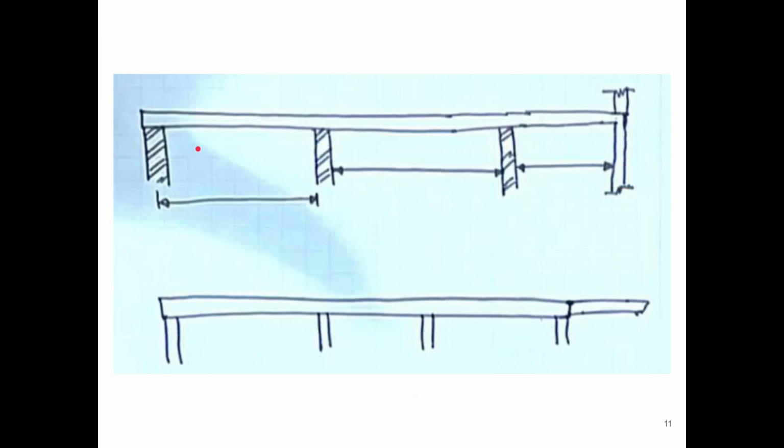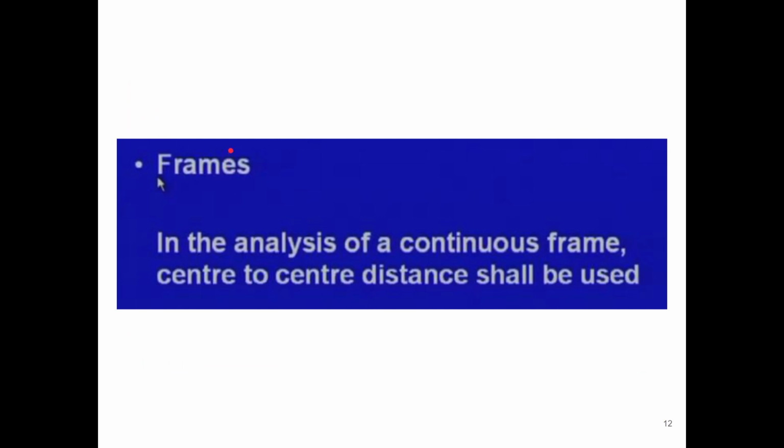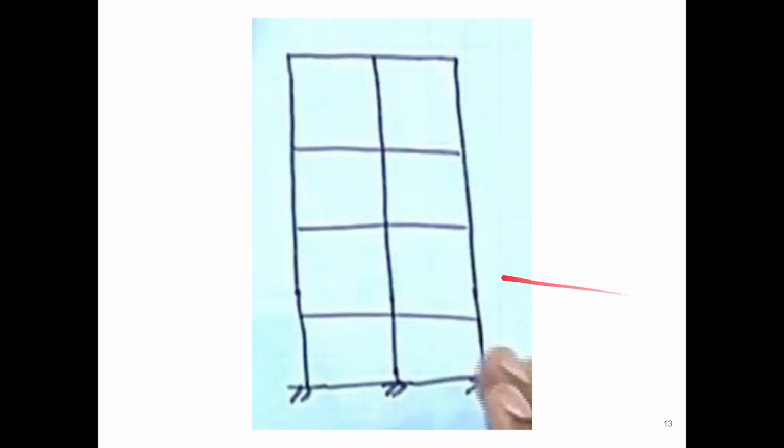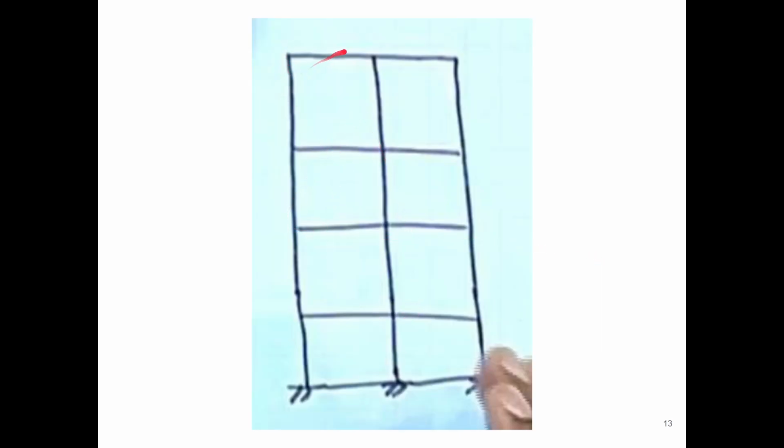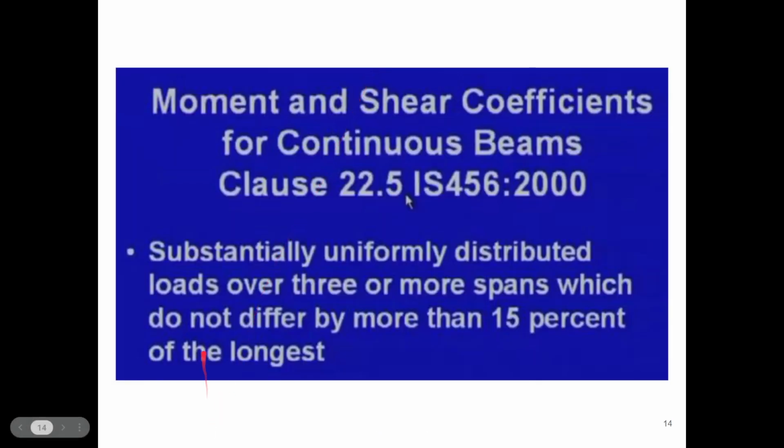Please go through and understand for each of the cases how it will behave. So that is for continuous beams and slabs. For frames, in the analysis of a continuous frame, center to center distance shall be used. For a portal frame, having two or three frames continuous, their center to center distance shall be used. So here we have to consider center to center distance. These are the definitions of effective span.